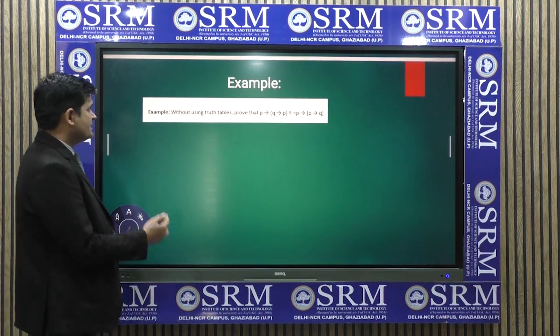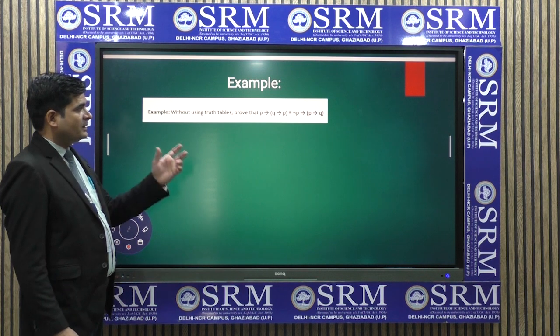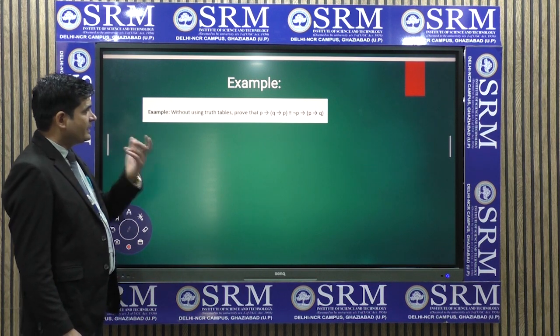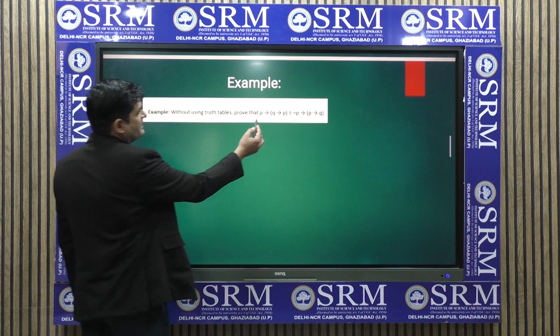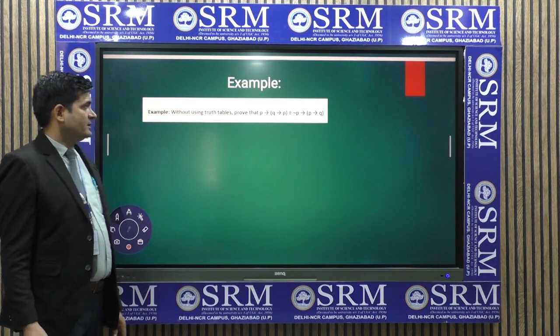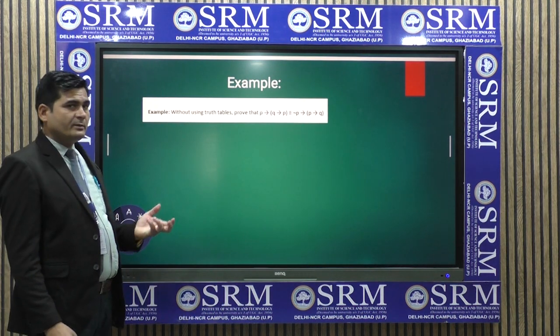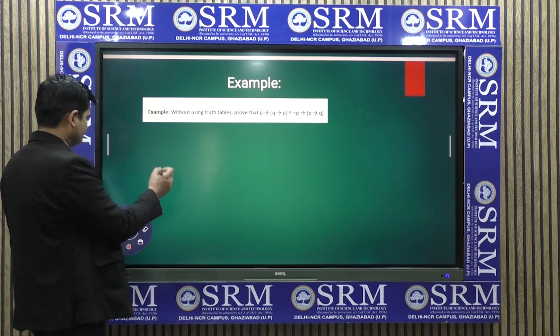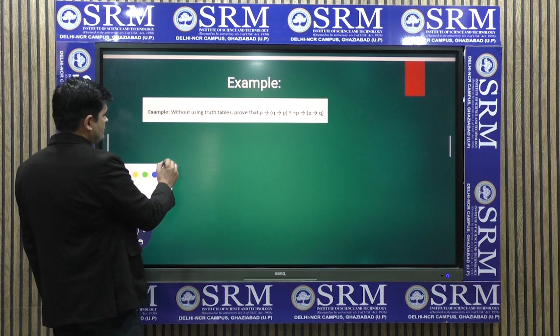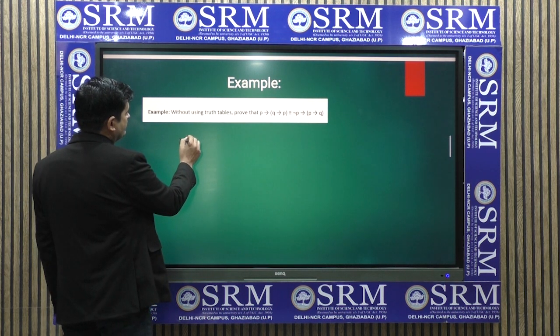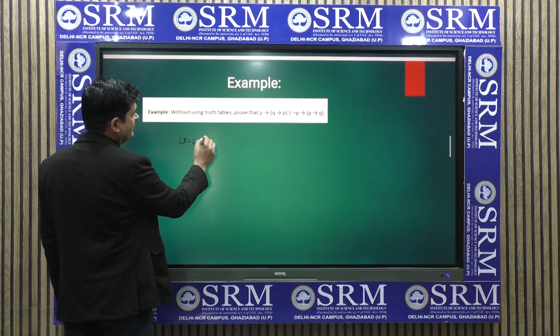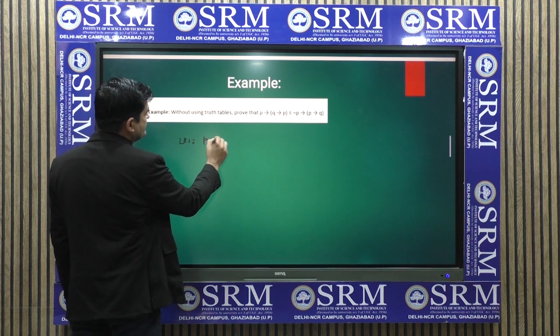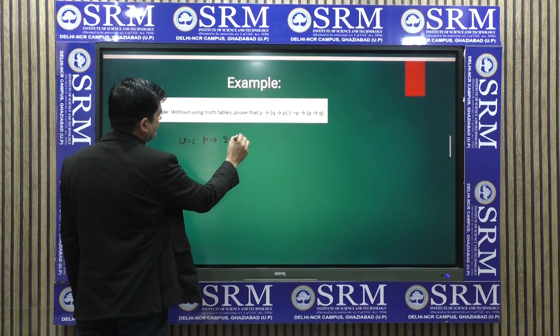Okay, student, let us see this example, and we will prove this proposition. We will show that this proposition is equivalent to this proposition, without using a truth table; we prove it by using some algebra. So here, taking the left hand side, what is my left hand side here? P conditional Q conditional P.